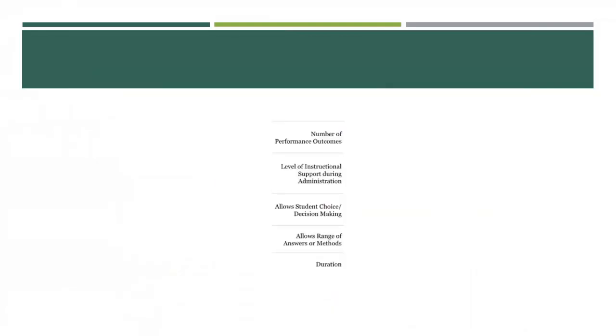First, let's just take a look at the criteria that we use to determine which type of performance task would be best to use for what you're trying to accomplish. First, the number of performance outcomes. Does your competency include a few, or does it include a lot? Next, the level of instructional support. Some performance assessments are designed for no instructional support, and some are designed to specifically include instructional support. Next, student choice. Again, some provide little choice, and some provide a wide swath of choice for students.